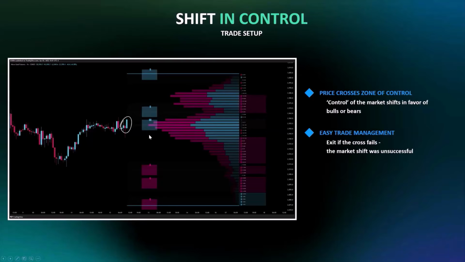All of that historical trading liquidity is now kind of backing the direction the market's going, or the way the chart's going. If we cross beneath a zone of control, well, the market's shifting in control in favor of bears relative to that important level.